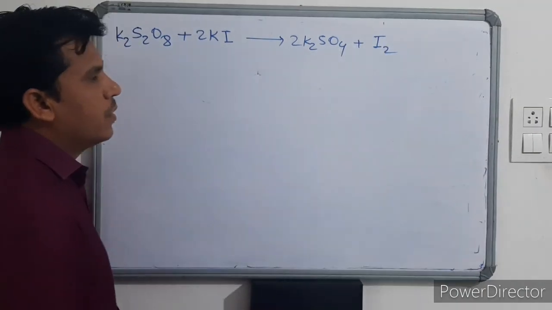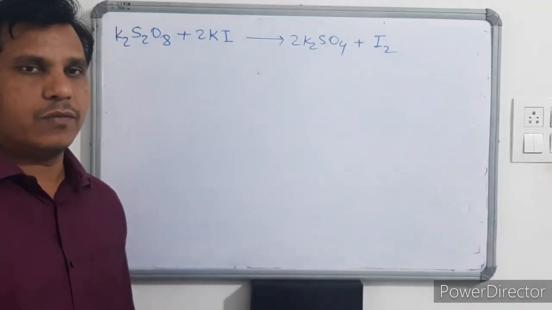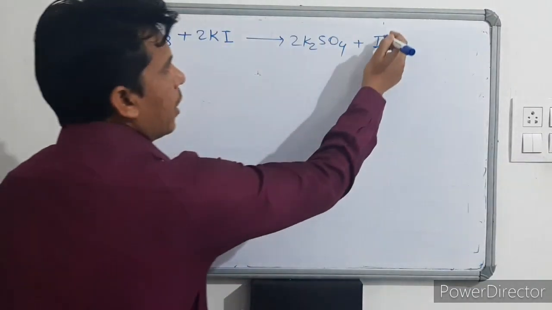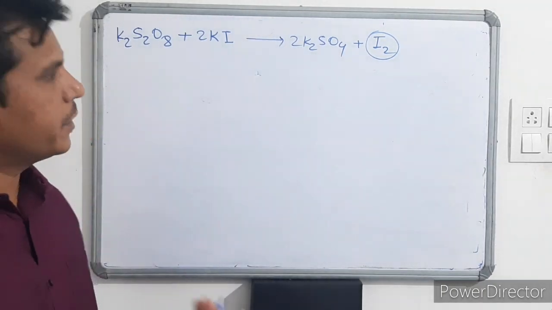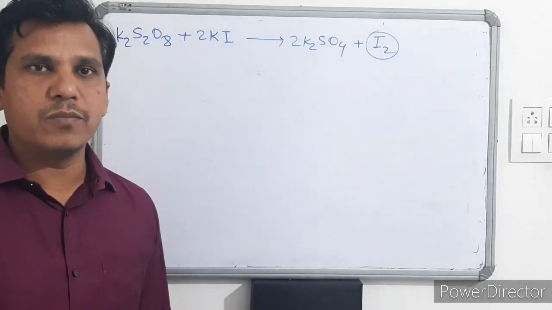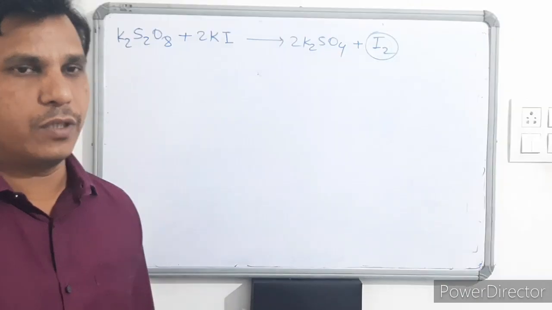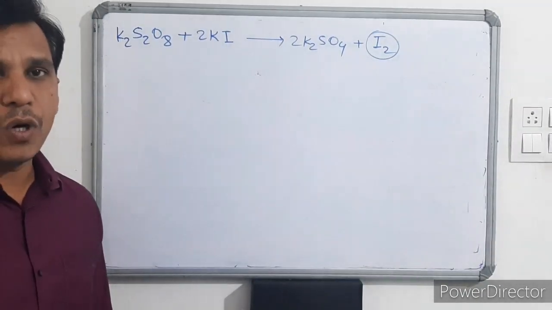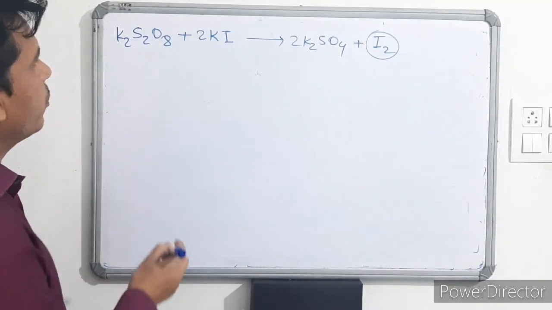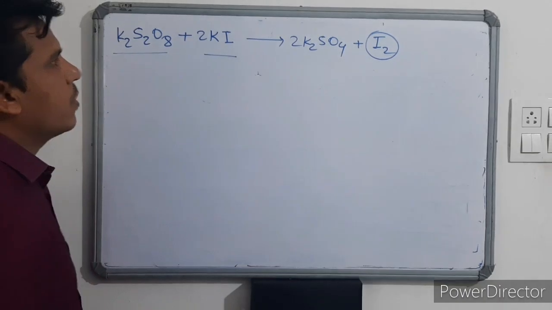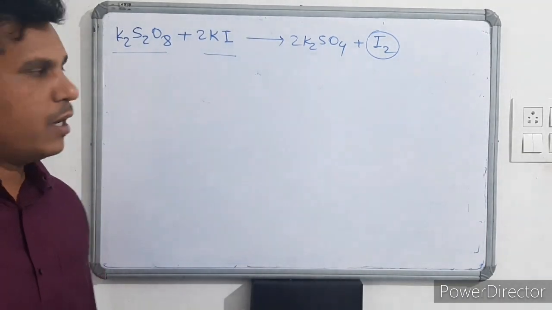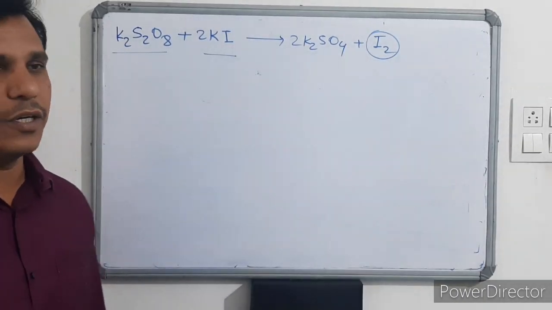and iodine. The rate of this reaction we can study by measuring the volume of iodine liberated at different time intervals by titrating a fixed volume of the reaction mixture with the standard hypo solution. Now this reaction is a second order reaction because the rate of this reaction depends upon the concentration of both the reactants, potassium persulfate as well as potassium iodide, and hence this one is the second order reaction.